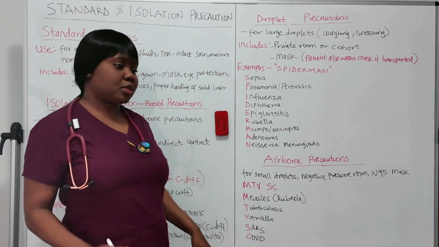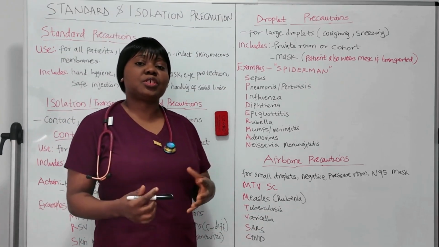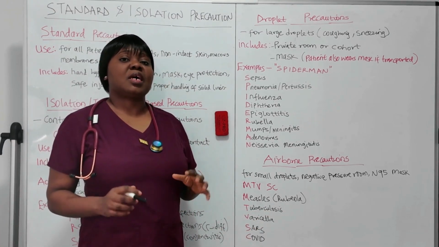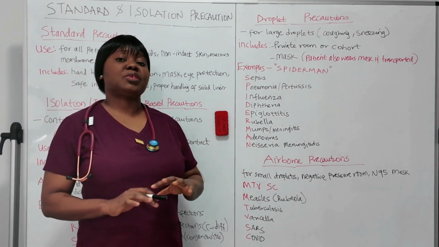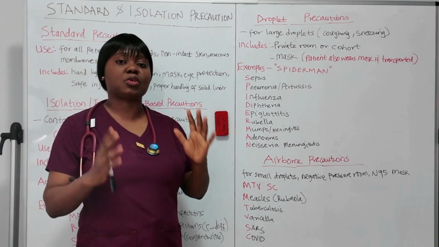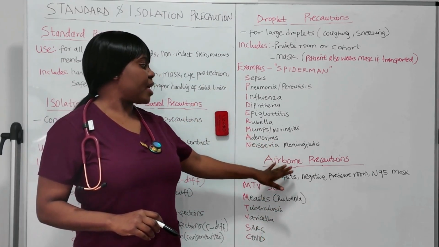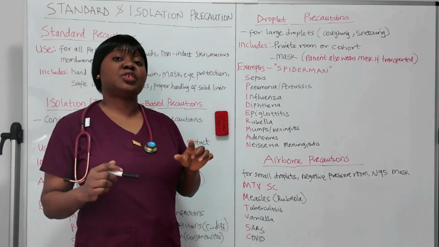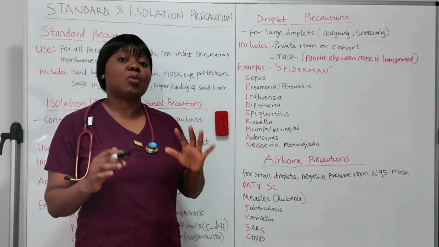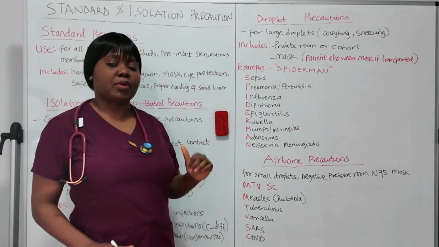Now, there's something I want to throw in concerning varicella, which is chickenpox. There's what we call shingles or herpes zoster. If the shingles is disseminated, it has spread to every other part of the body, it's not just located in one region, you have to put it under airborne precaution. But if the shingles is localized, it will be under contact precaution.